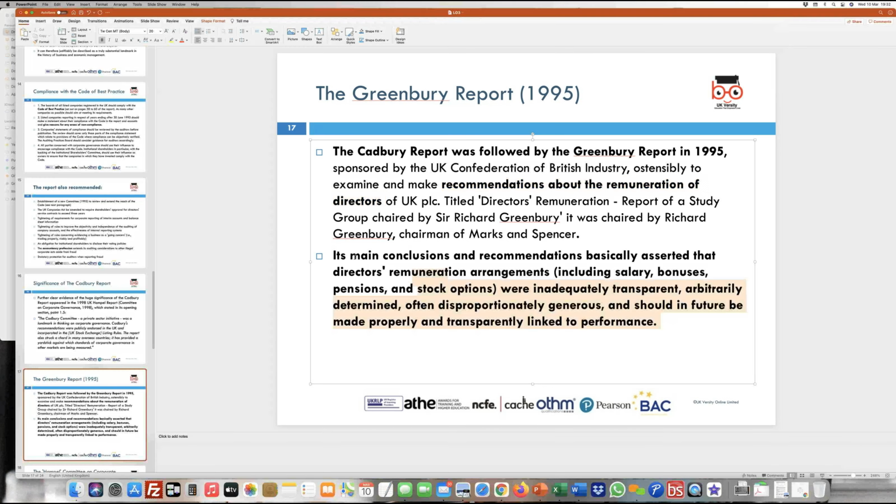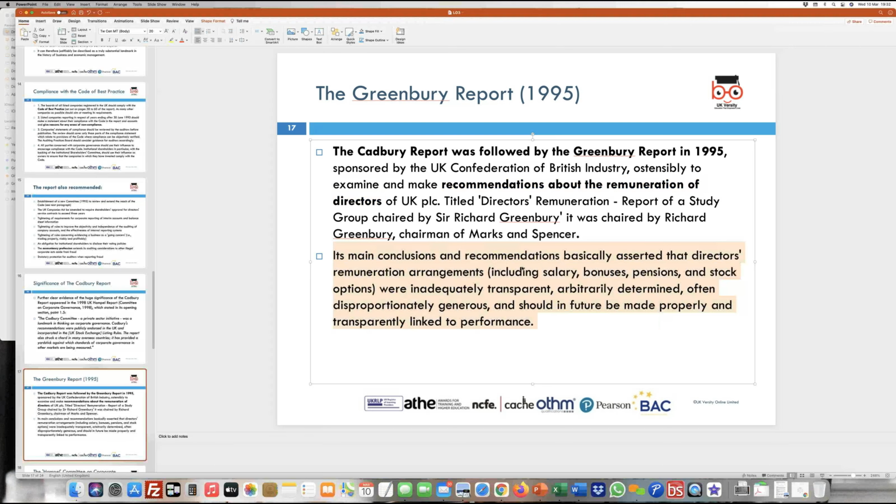So this was quite important when we look at the Greenbury report, because its main recommendations and conclusions were around remuneration arrangements dealing specifically with the directors of the company. And these remuneration arrangements could include salary, pension, bonuses, stock options, because this would mean that the director of the company, though not directly responsible for the operations of the company, is a direct beneficiary of what the company's operations are.